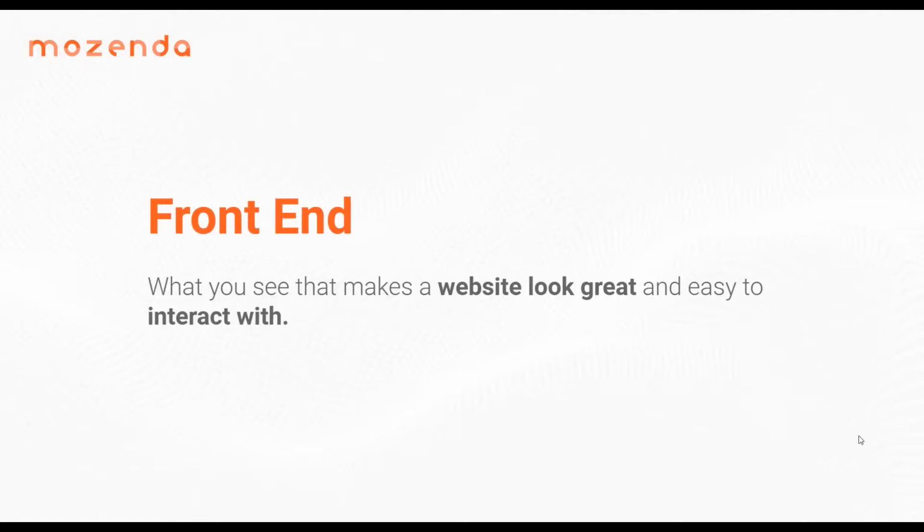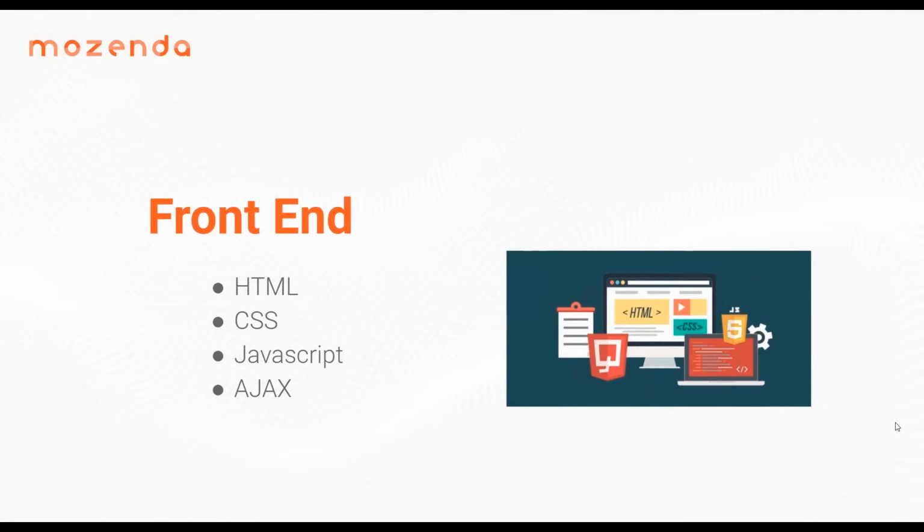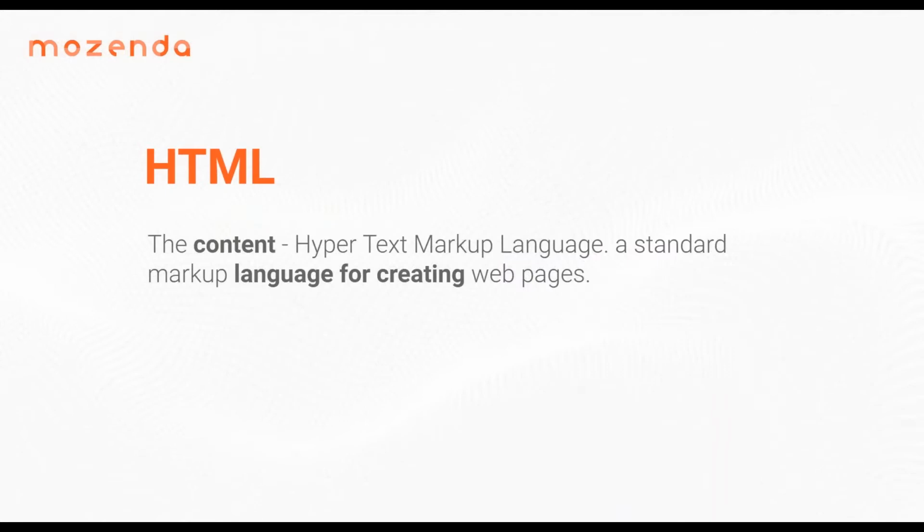So to begin with, we're going to talk about the front end. This is what makes a website look great and is easy to interact with. The front end consists of HTML, CSS, JavaScript, and there is some Ajax in there, but that's more on the back end as well. But with HTML, this is the most fundamental building block of a web page.